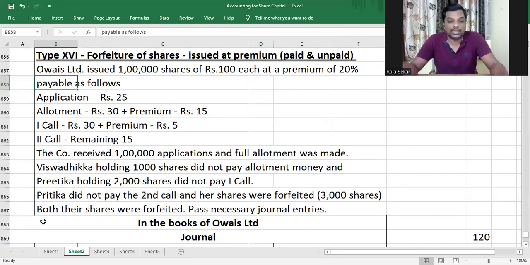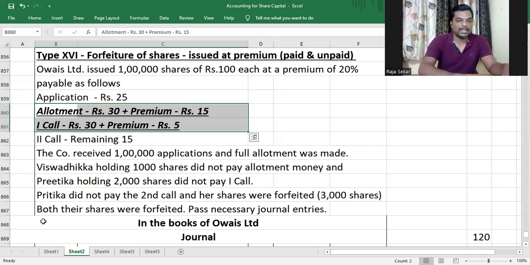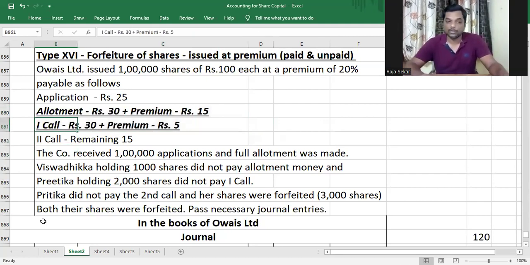OIS Limited issued 1 lakh shares of rupees 100 each at a premium of 20%, payable as follows: on application 25, on allotment 30 plus premium of 15 rupees, and on first call 30 plus premium of 5 rupees. So premium is actually receivable on two calls: allotment and first call. 15 rupees along with allotment and 5 rupees along with first call. And in the second call, we receive the remaining, which happens to be 15 rupees.